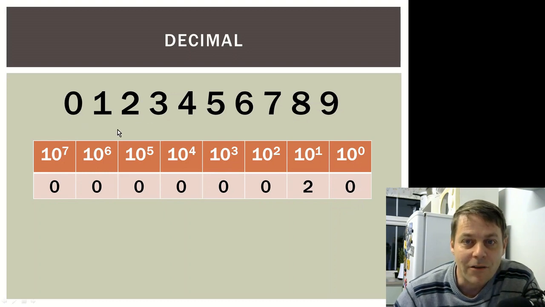Then we carry on again, 21, 22, 23, all the way up to 98, 99, and then we've run out of digits for both of these columns, so we carry over into the next column and we set both of these back to 0. 100. So that's how we count in the decimal system.